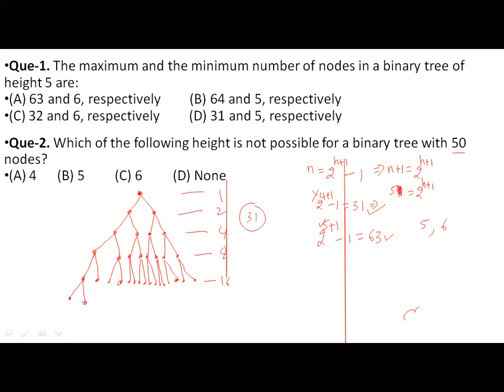So here you can include 31, 32, 33, now 34, 35, 36, 37. Like this, if you include up to 50, you will come to 50. So with 50 nodes, if you want to draw a binary tree, the minimum possible height should be 5, and it can also be 6 or 7. You can draw with 5 or 6 height, but with height 4, you cannot draw a binary tree including 50 nodes. So option A is the correct answer.